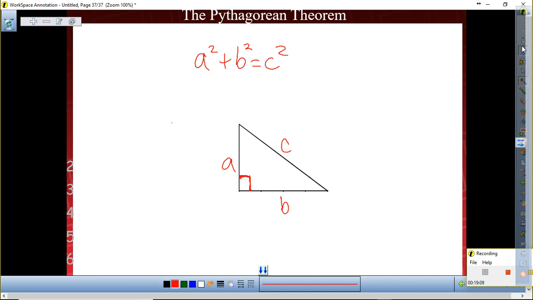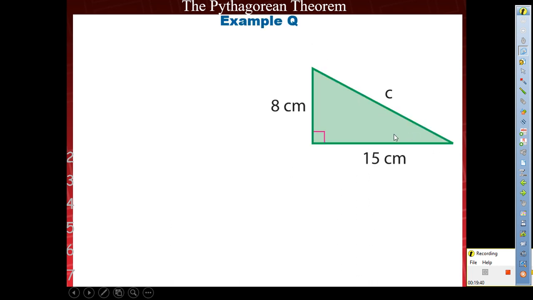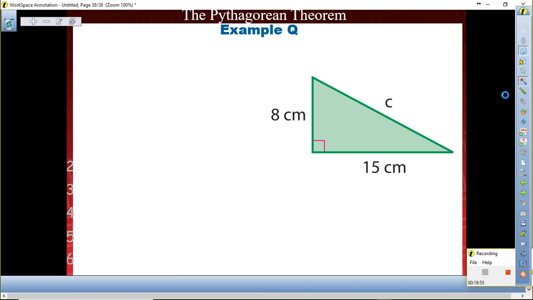Here you go. Example Q. Copy this, please. Here's a right triangle. One side is 8 centimeters. The other side is 15 centimeters. Those are the legs, and then label the hypotenuse C. So as I'm going through this example, I want you to start thinking of steps. What would you write for your steps? Everybody ready? Here we go.